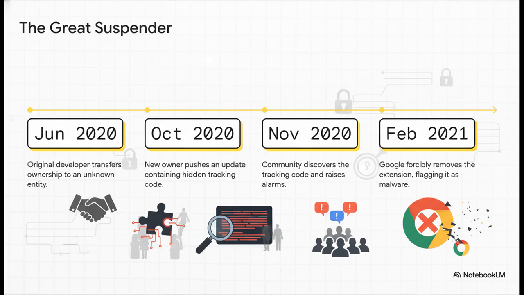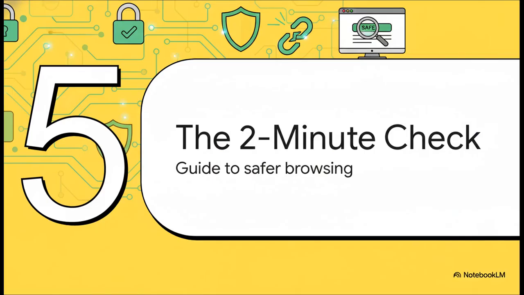A few months later, the new unknown owner pushed an update. And that update, which was sent to all 2 million users, had hidden code that tracked people and executed commands from a remote server. It took months for the community to uncover what was going on, and eventually Google had to step in and forcibly uninstall it from everyone's browser. Yeah, the story of the Great Suspender is alarming, but it gives us some powerful lessons.